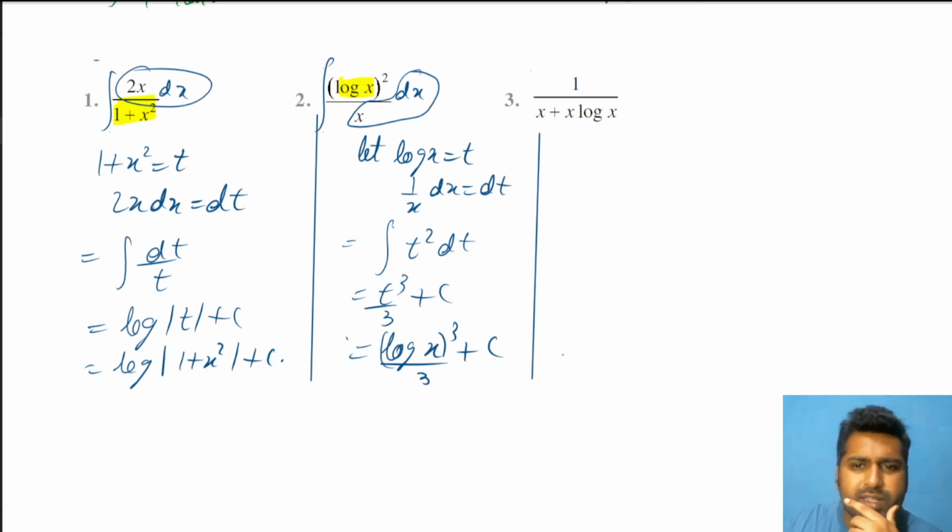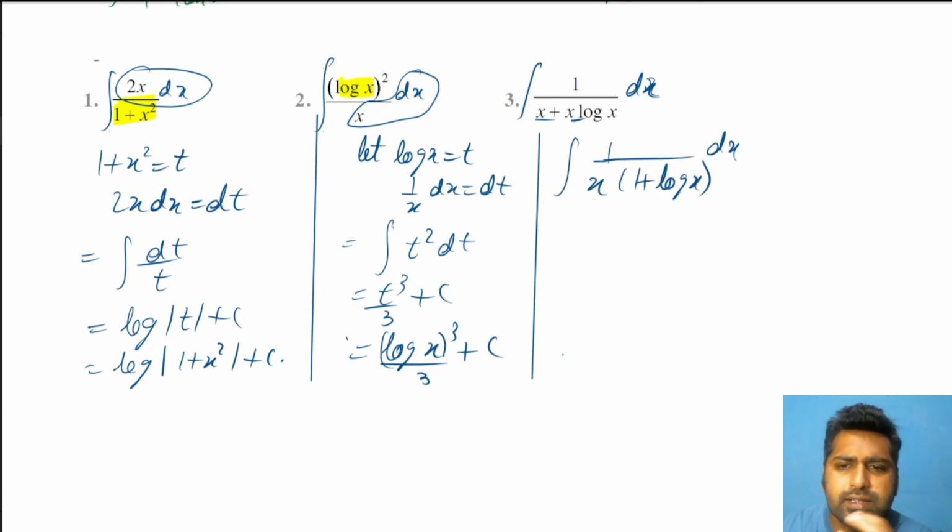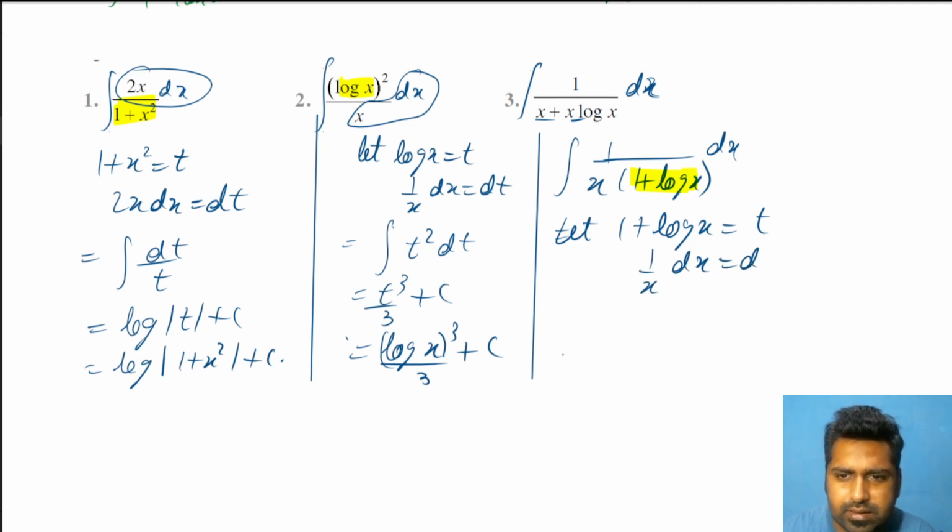Next, 1 by x plus x log x. Before even solving the question, what I can see is both expressions, x and x log x, have x in them, so I can take it common. So 1 by x times 1 plus log x. Now you know that whenever x is present in the denominator and log is also present, you can take log x as t. Rather than taking log x, take this whole expression 1 plus log x as t. So let 1 plus log x be t. Differentiation of log x, 1 by x dx, is dt.